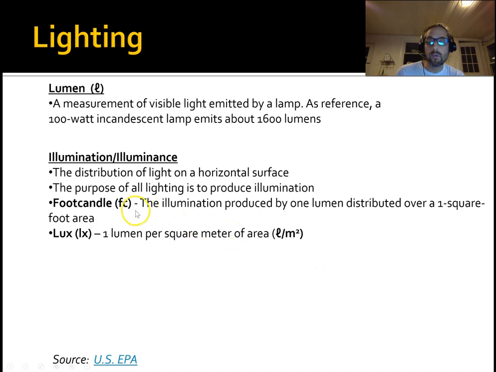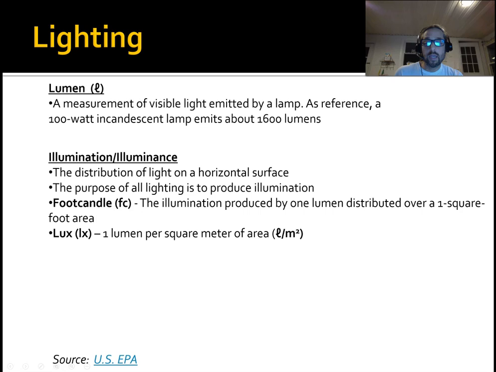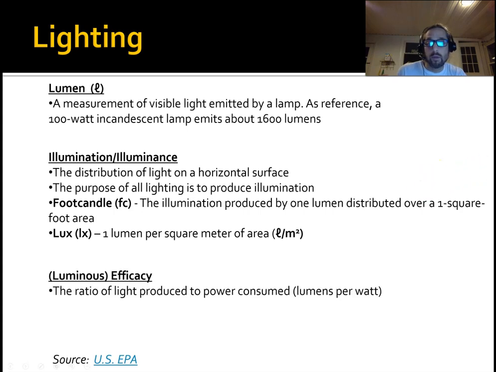Two important things to remember: foot candle. A foot candle is 1 lumen per square foot. Whereas a lux is 1 lumen per square meter. And so it's a measurement of illumination or illuminance. It tells you how bright a surface is or how much light is hitting a surface. Okay, we'll go over that more here in a minute.